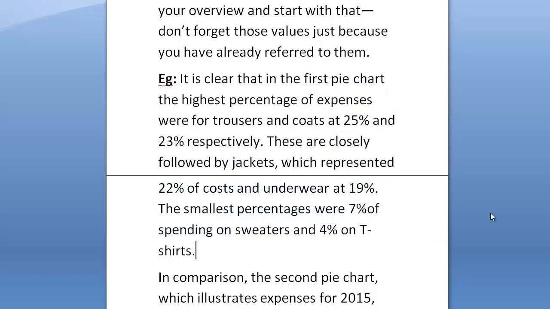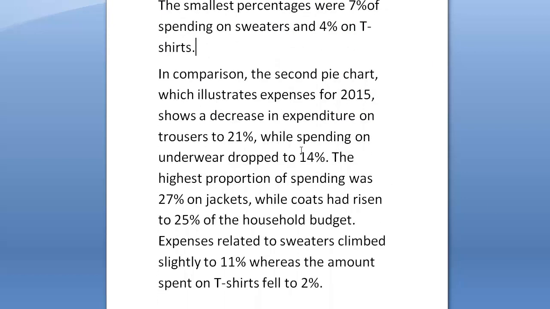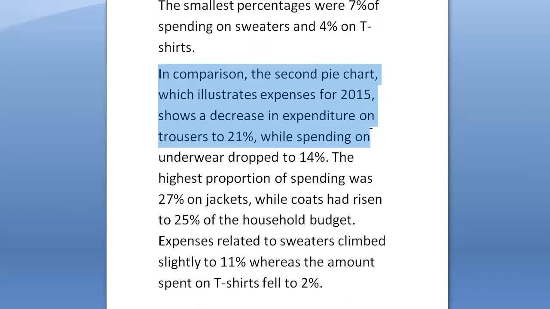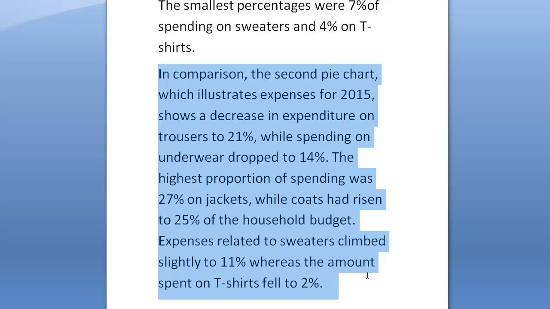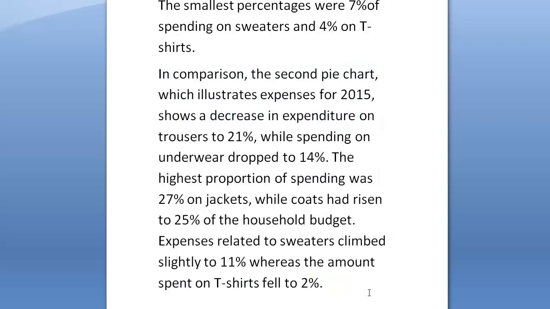on t-shirts. In comparison, the second pie chart, which illustrates expenses for 2015, shows a decrease in expenditure on trousers to 21%, while spending on underwear dropped to 14%. The highest proportion of spending was 27% on jackets, while coats had risen to 25% of the household budget. Expenses related to sweaters climbed slightly to 11%, whereas the amount spent on t-shirts fell to 2%.